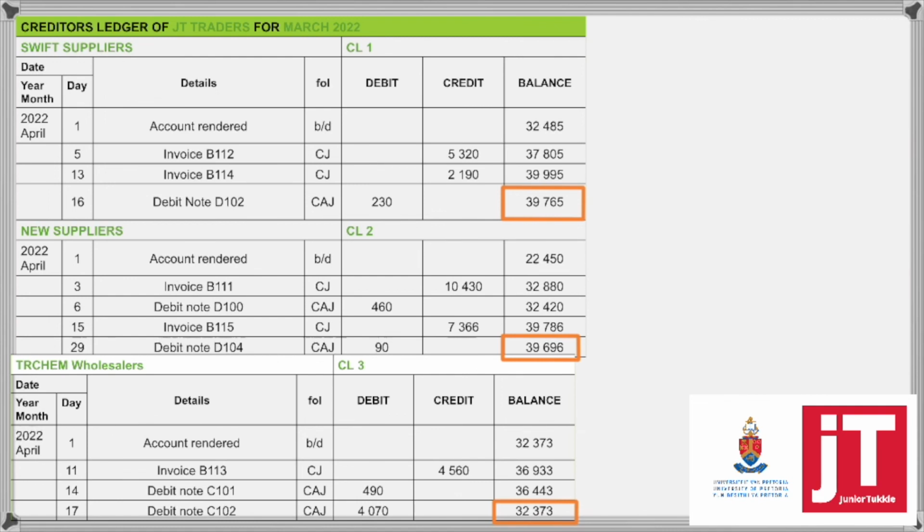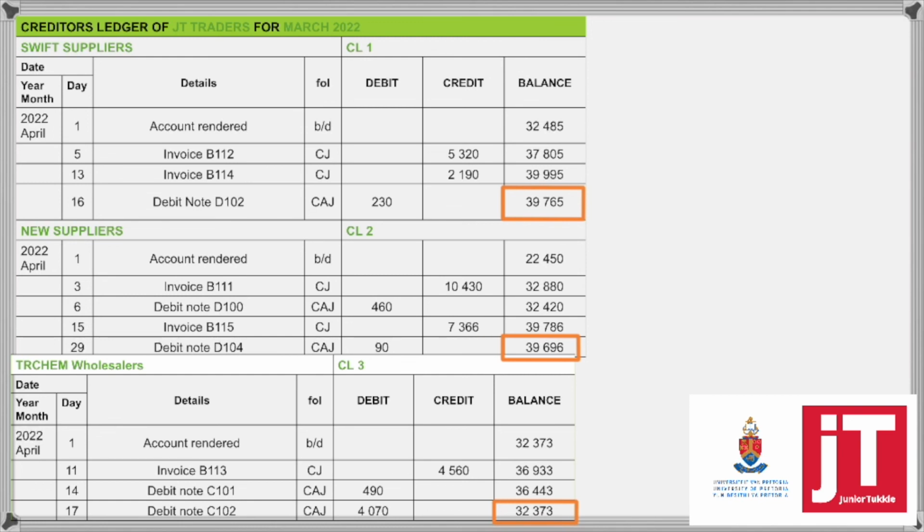So then, if I look at all of the ledger accounts, we have Swift Supplies, which is the first one, and I didn't do that one because it was very short and sweet. So I did New Supplies, which had a bit more meat to it. But all of the other ones work exactly the same as New Supplies, and you can go and see if you can get them correct.